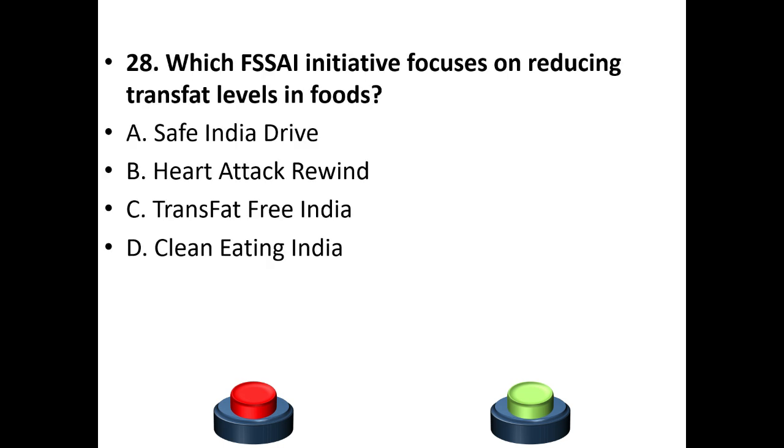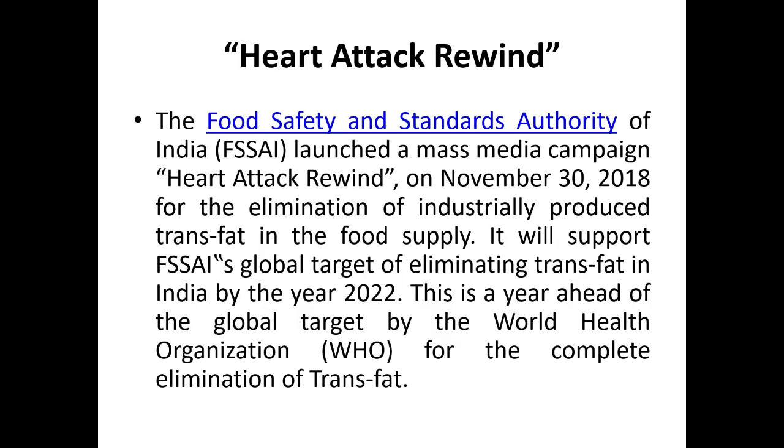28. Which FSSAI initiative focuses on reducing trans fat levels in foods? Safe India Drive, Heart Attack Rewind, Trans Fat Free India, Clean Eating India. This is the answer. Your answer is B. Heart Attack Rewind.